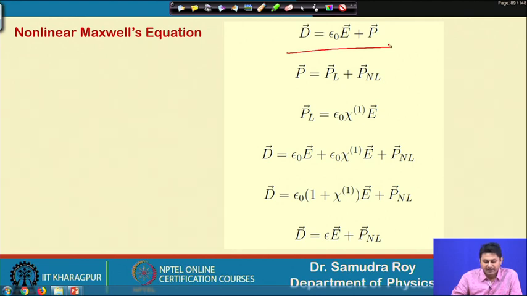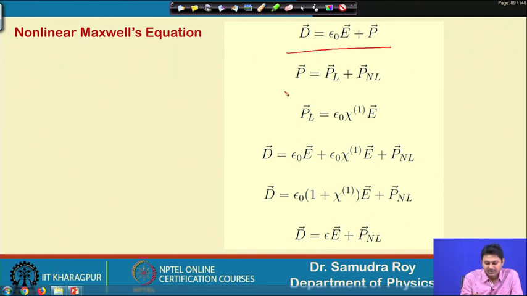Now, it is not necessary that D and E should be in the same direction, because the polarization can be a function of the electric field, but if I launch the electric field, that does not ensure that the polarization will be in the same direction. Especially if the medium is anisotropic in nature, then if I launch an electric field in one direction, the polarization will be in another direction. We will come to this point later, but here, more importantly, we need to introduce the nonlinear polarization.